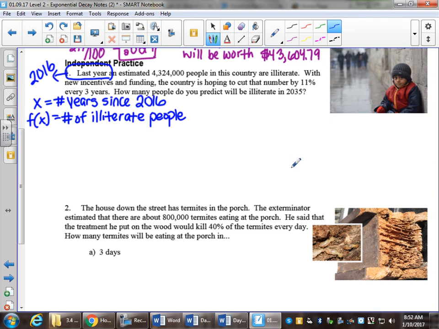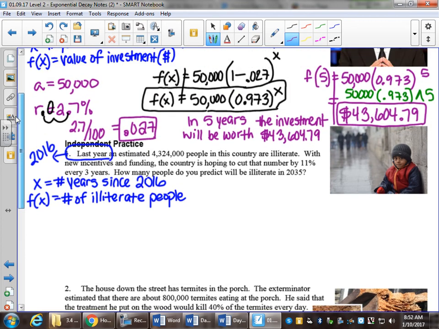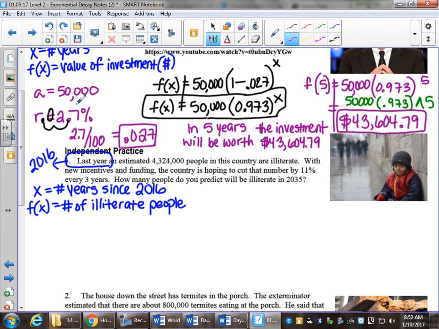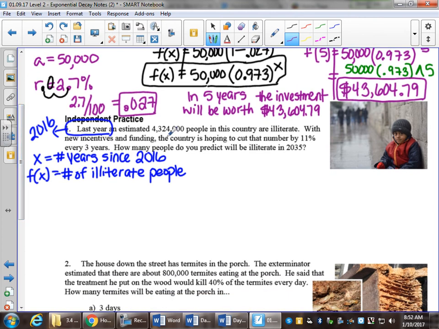Mentally, I want to ask you what comes next. What 2 values do I have to identify? When I look at what I did up here, the very next thing I did was I found A and I found R. So let's do the exact same thing. A equals, R equals. Go find A. Circle it and label it A. I hope you circled 4,324,000. That's A. Because in my initial year, 2016, that's how many people couldn't read.